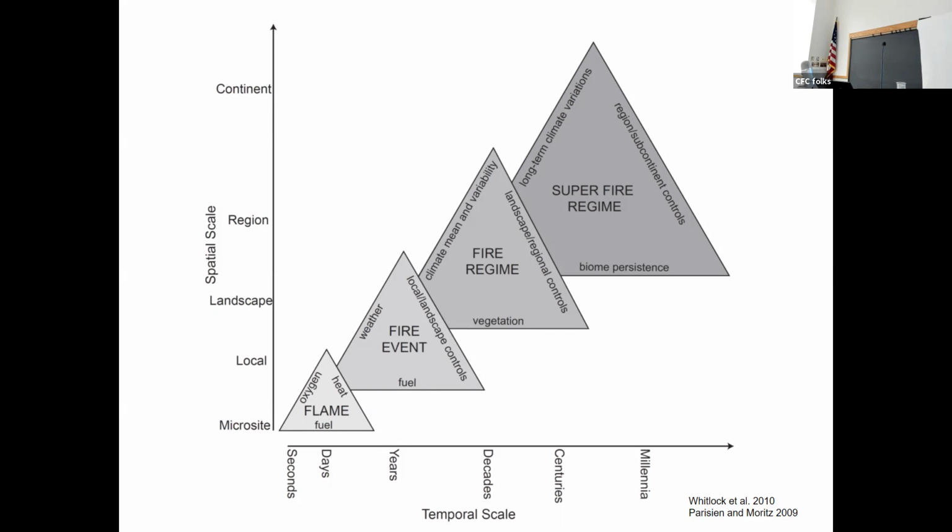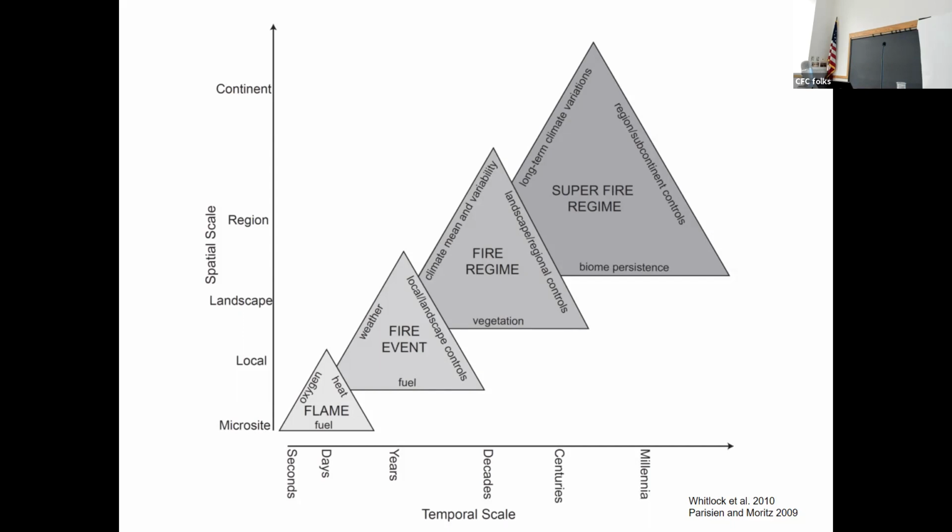When that gets going, you have a fire event that's controlled by weather, landscape, and fuel. Many fire events are what we used to call fire regimes. Those are driven by climate variability, landscape features, and vegetation. And if you think about fire regimes over thousands of years, which I think is hard to do, we call that a super fire regime, okay?